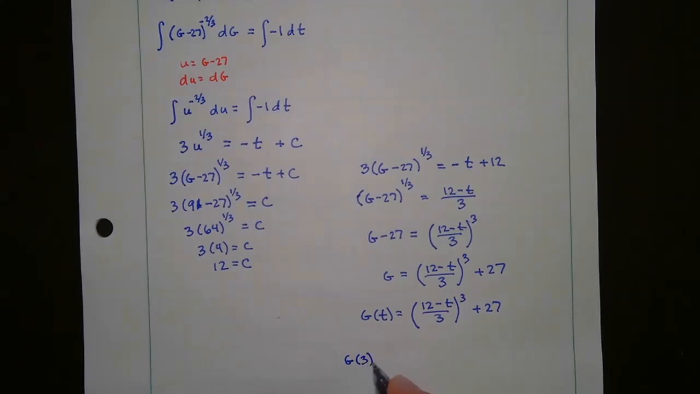What's g of 3? And g of 3 would be 12 minus 3 over 3 cubed plus 27. Well, 12 minus 3 is 9, and then 9 divided by 3 is 3, and then 3 cubed is 27. So g of 3 is equal to 27 plus 27, right? So 27 plus, well, 20 and 20 makes 40, right? And 7 and 7 make 14, so this is 54. So g of 3 is equal to 54. Now, that's 54 degrees Celsius, right? Okay, so this estimate is saying that the temperature would have been 54 degrees Celsius, okay?